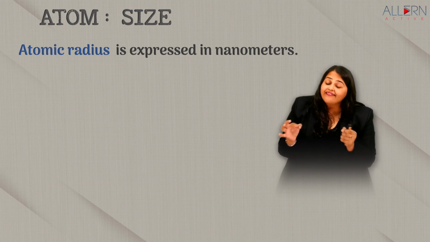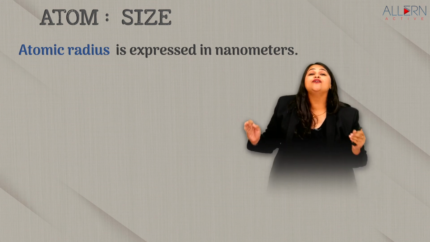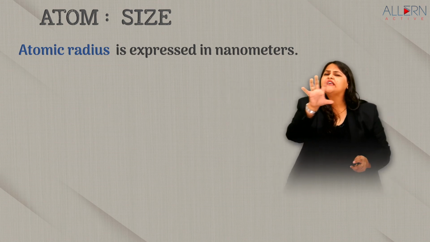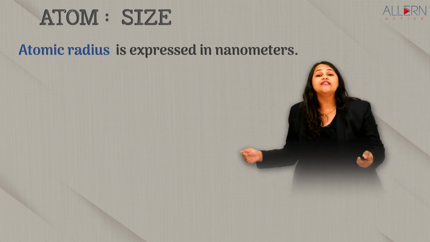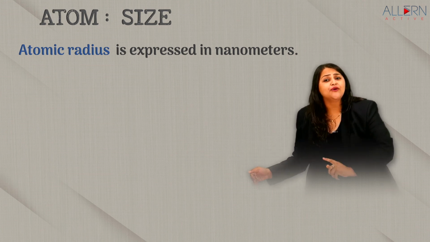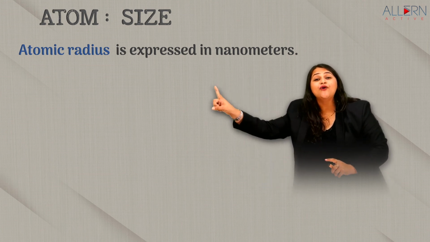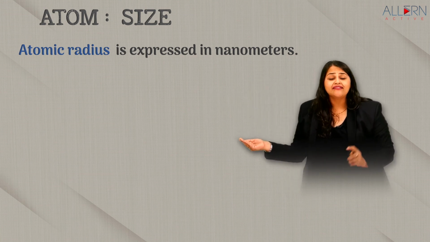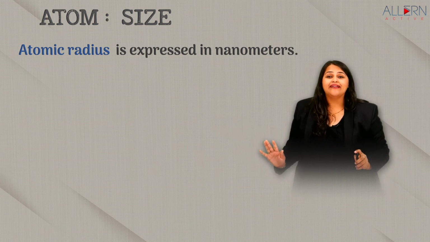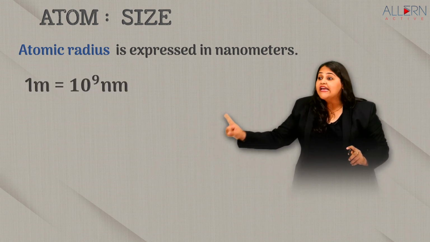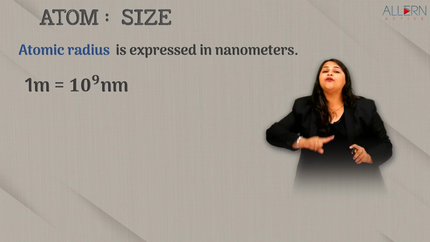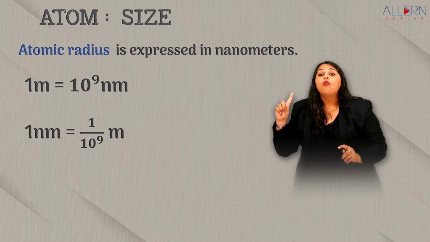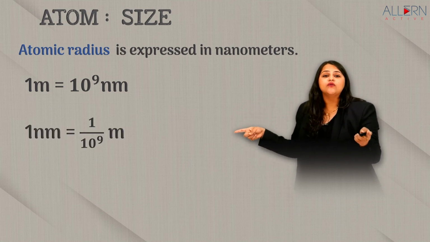Well, everything in this world has a unit to be expressed. Don't you think that atomic radius is also going to have a unit to be expressed, my dear child? Well, of course it is going to have. And what is that unit? Well, my dear child, that unit is going to be nanometers. But how am I going to relate this with meters? Well, it's very simple. 1 meter is 10 raised to 9 nanometers. What do you mean by 10 raised to 9? This means 1 and 9 zeros.